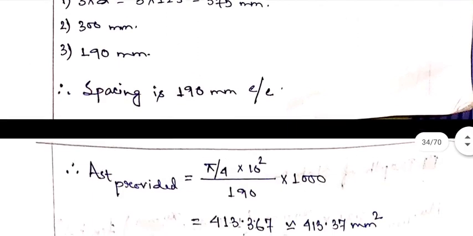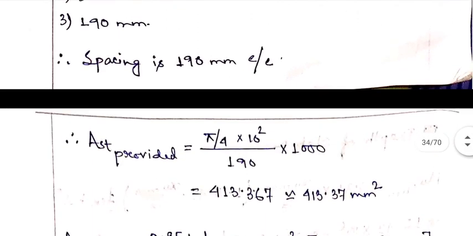Now the AST provided is pi by 4 into 10 square by 190 into 1000, that is equal to 413.37 mm square. This is the provided AST. As we have reduced the value of spacing, the provided steel area is increased.